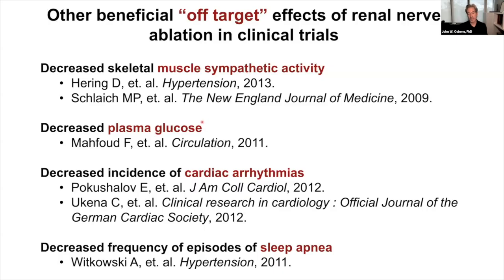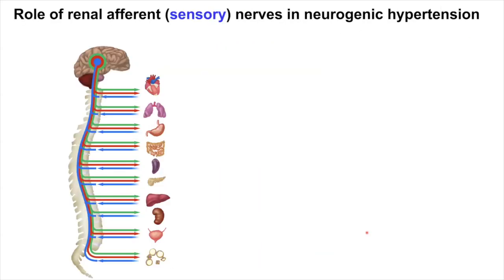Many patients with hypertension have impaired glucose regulation. Some patients, that improves after you denervate the kidney. Cardiac arrhythmias, AFib, things like that are common in hypertensives. Those seem to go away, and even sleep apnea seems to be reversed. So this starts to paint a little bit different picture about what's happening.